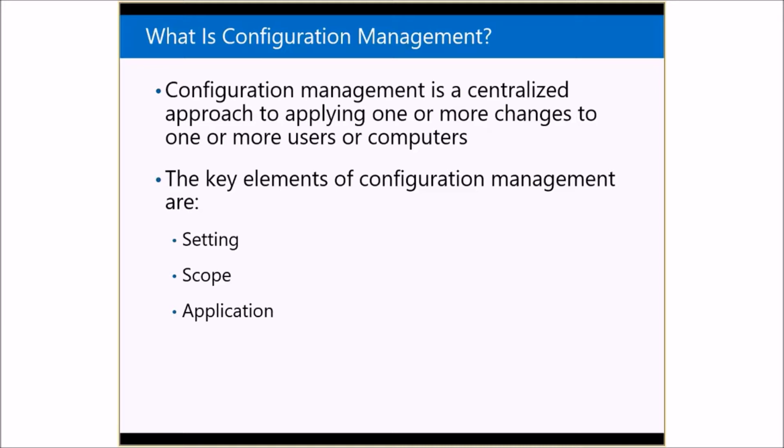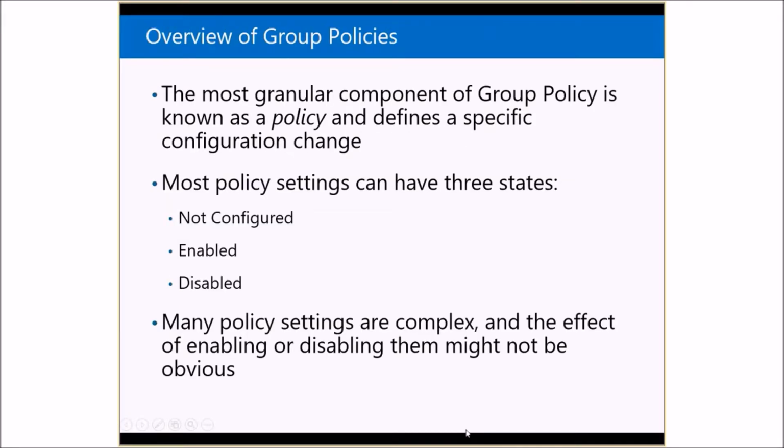We can make a scope really big by putting it right at the top of the domain, which is what the default domain policy is. Or we can make it really specific by finding a specific OU in the hierarchy and maybe limiting it with filtering for that specific group. Then application: how are those configurations applied? We saw that in our example of the group policy settings. The most granular component of group policy settings is known as the policy, and it defines a specific configuration change. It could be one or many settings. In our example, there was only one setting, for the drive mapping. But there are literally thousands of different settings you could configure.